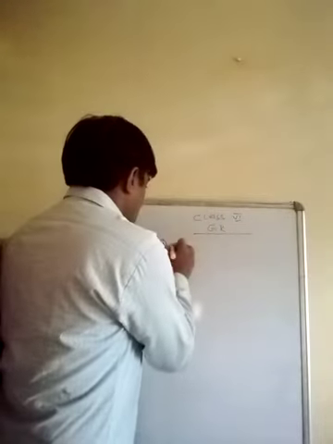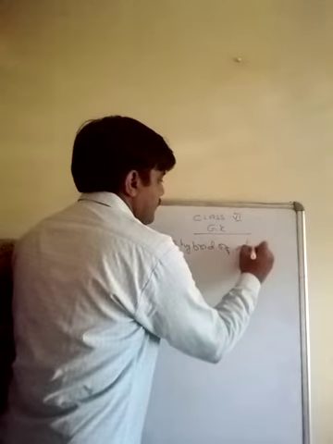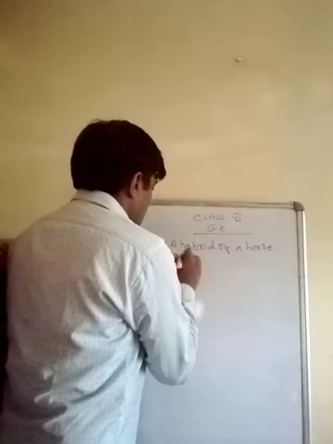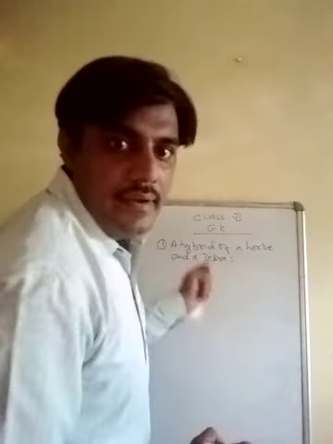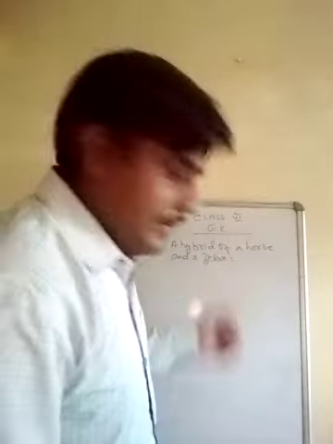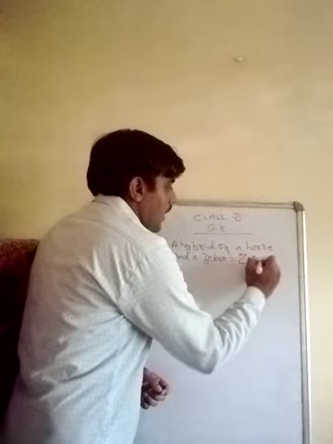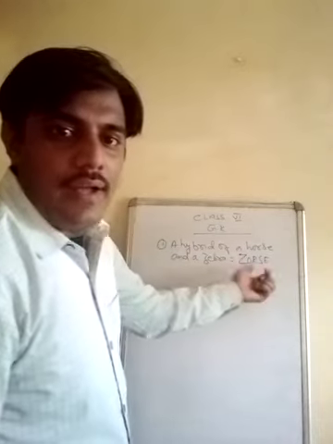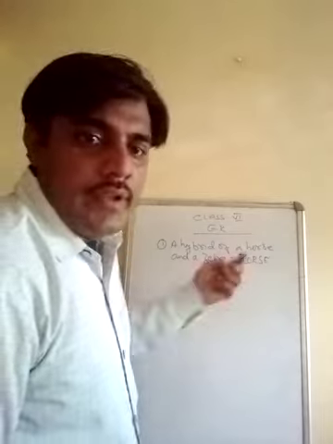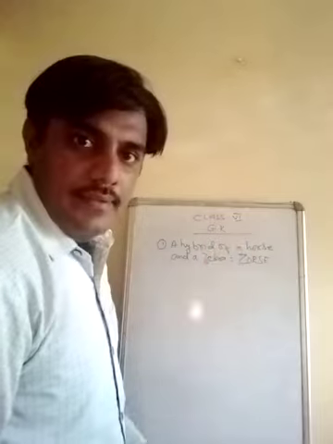We'll start with number one. A hybrid of a horse and a zebra. A hybrid of a horse and a zebra. And your answer is Zorse. Z-O-R-S-E. Zorse. Okay. Z for zebra. O-R-S-E from horse. Zorse. It is formed by crossbreeding horse and zebra.